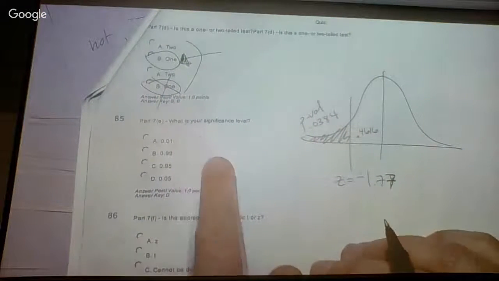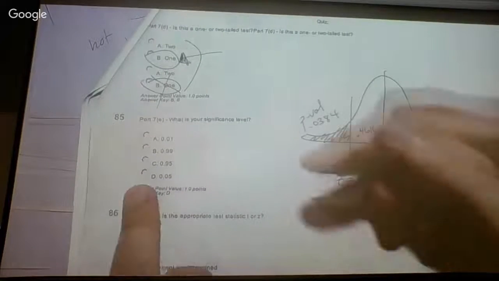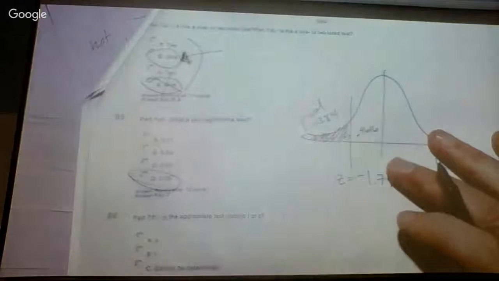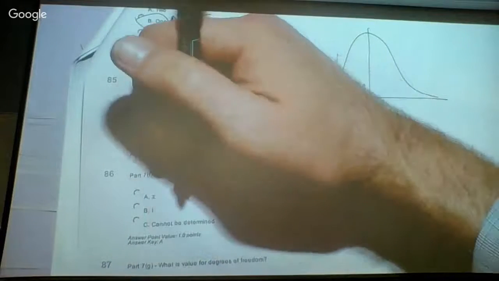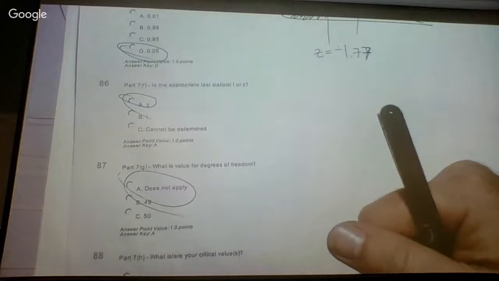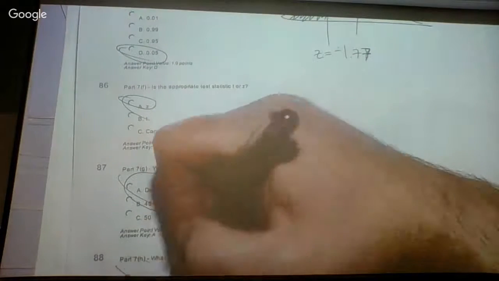Anyway, the significance level was the number that was less. I'm guessing it was 0.05. T or Z? Why was it Z? Because we had sigma. Degrees of freedom does not apply. We're talking Z. Critical value, we had negative 1.645.